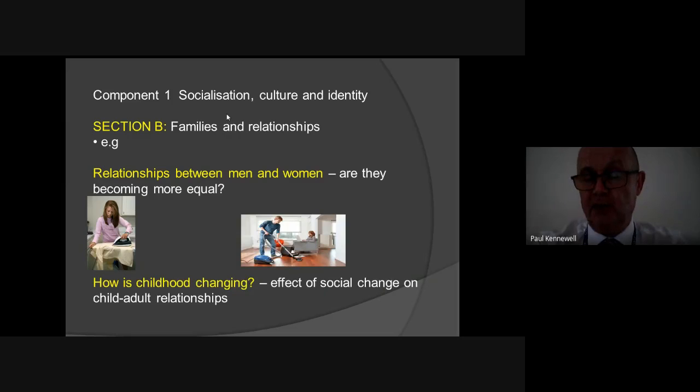Also, how is childhood changing? Families have become much more child-centred than they were in the past. Children are much more important to families than they were. And what's the impact of that? Do children have too much say in the family? Do children have too many rights, which some writers would argue? And we'll look at something like the dark side of the family as well, and how that can affect families.